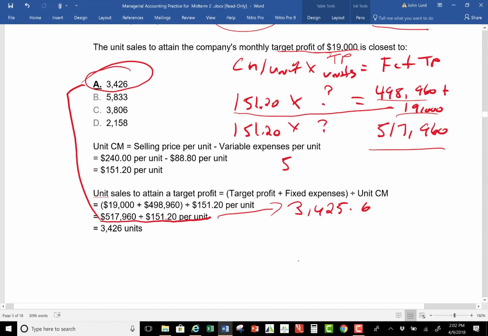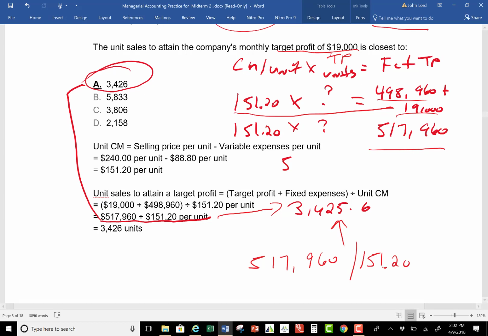If you take 517,960 and you divide it by the contribution margin per unit of 151.2, then you end up with this number right here, 3425.6. And when they show you the answer, when they round it up, they just round it up to 3426. And my point was, it doesn't come out that way.